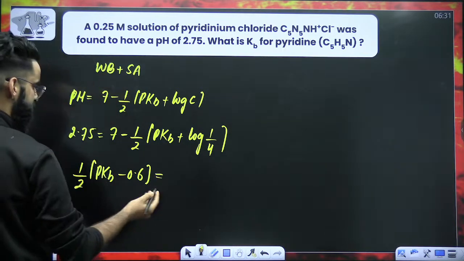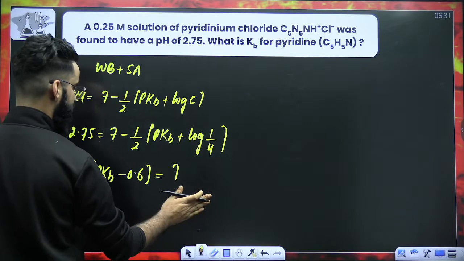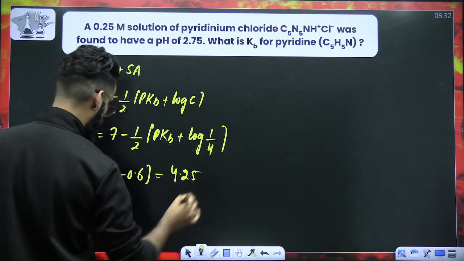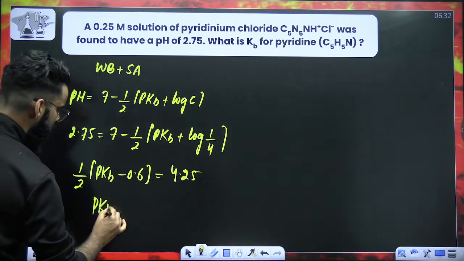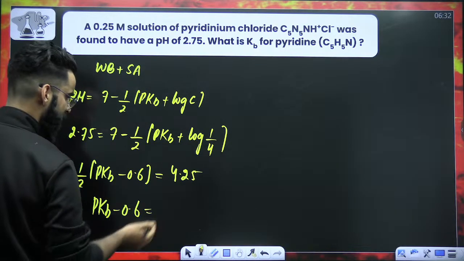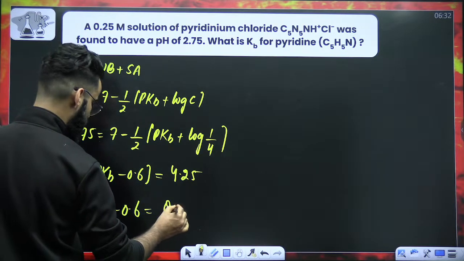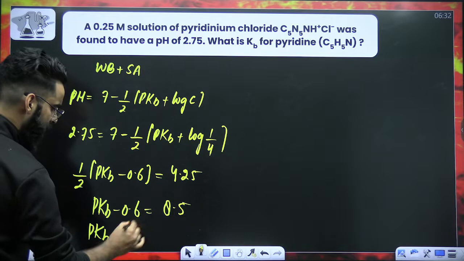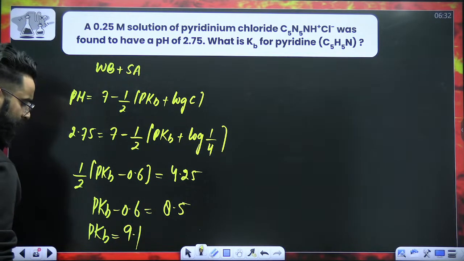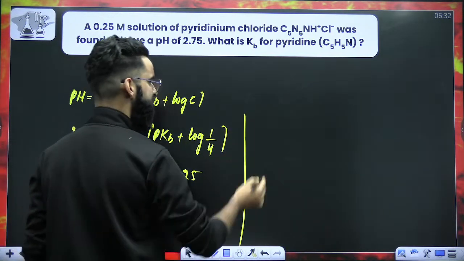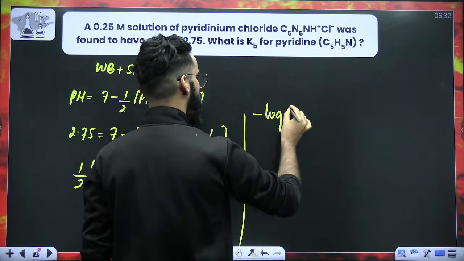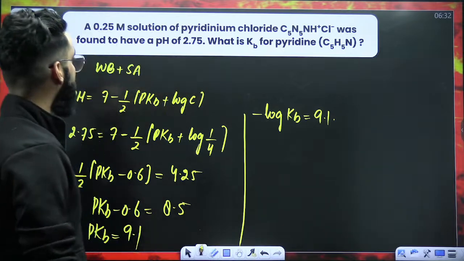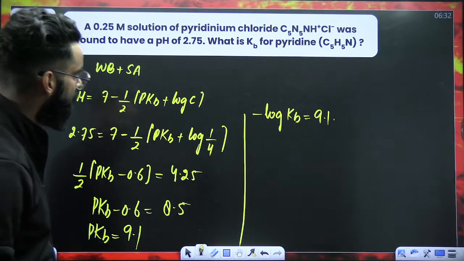It's going to be 7 minus 2.75. How much will that be? That will be 4.25. So it's going to be pKb minus 0.6 is equal to, how much is it going to be? It's going to be 8.5, I believe. Right? So pKb has to be equal to 9.1. Perfect. So what is pKb basically? p stands for minus log. Minus log of Kb is coming out to be 9.1. Perfect. Right?